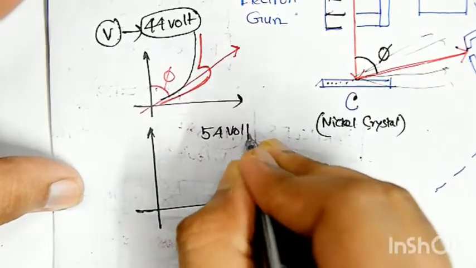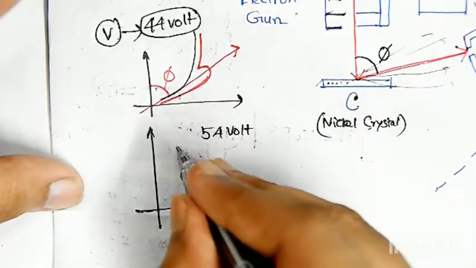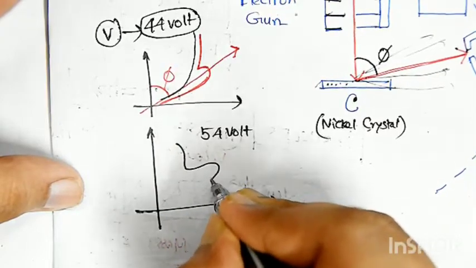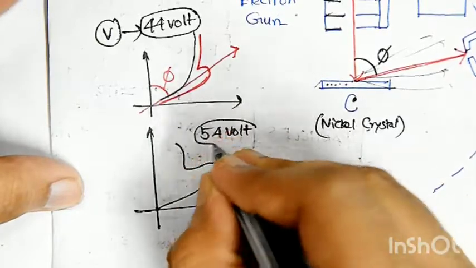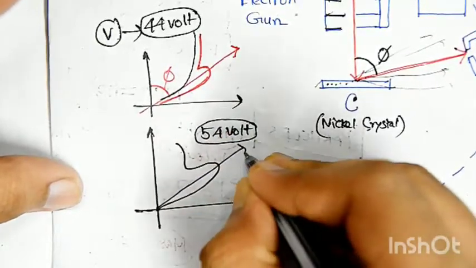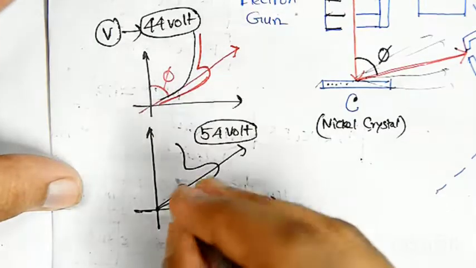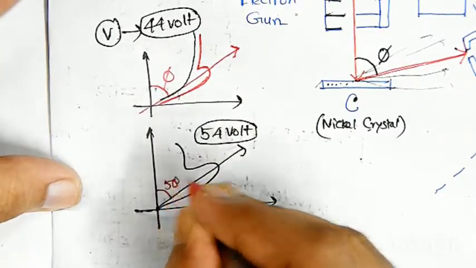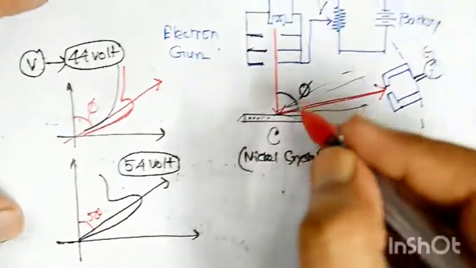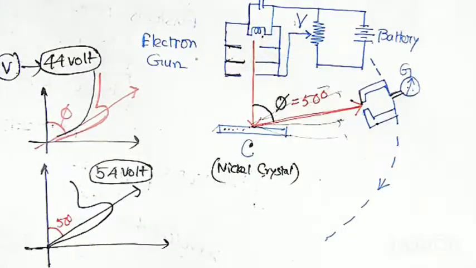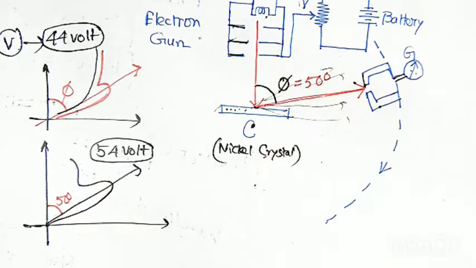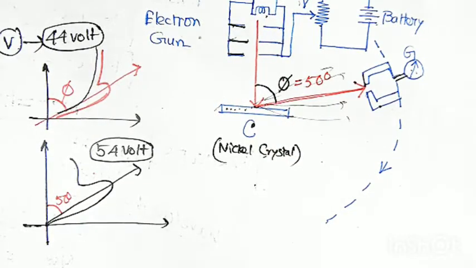At 54 volt the hump becomes maximum. It was like this. They found out that at 54 volt potential difference and at the angle of 50 degrees, means this collection angle of 50 degrees, the number of electrons coming out was maximum. Now see, there's a very strange thing occurring.